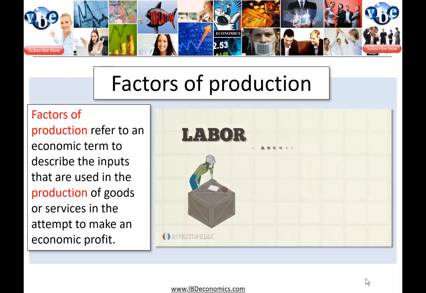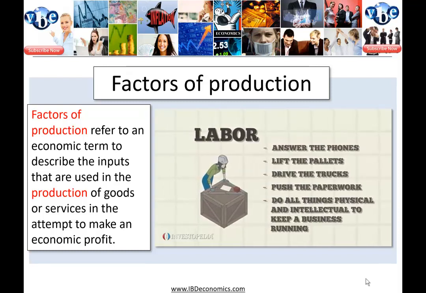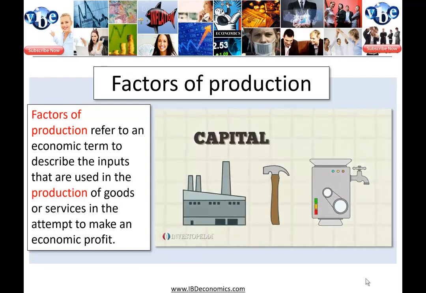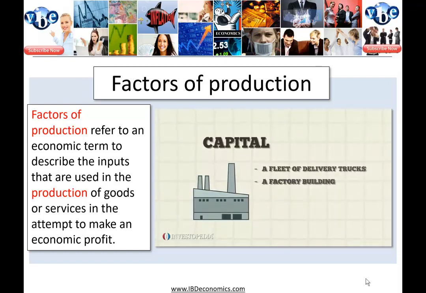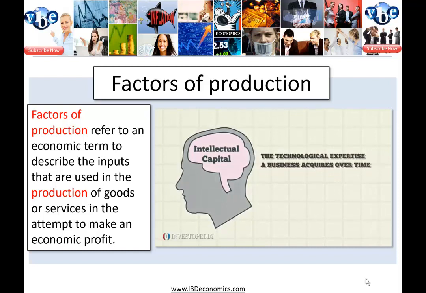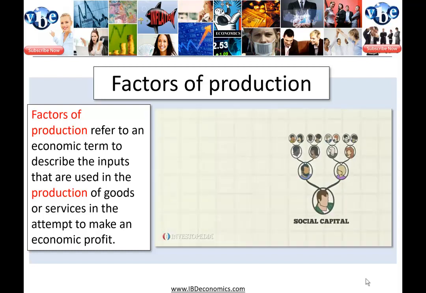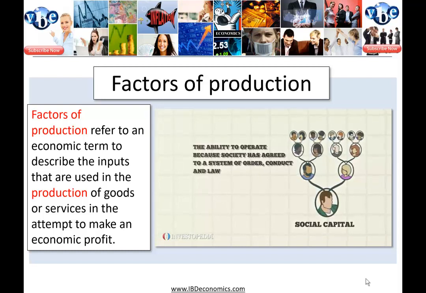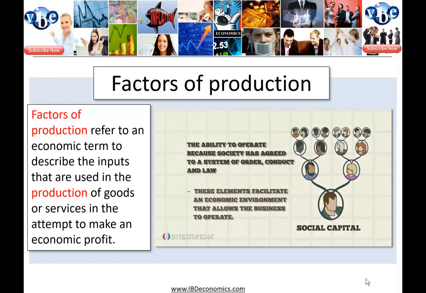Labor refers to the workers who answer the phones, lift the pallets, drive the trucks, push the paperwork, and do all things physical and intellectual to keep a business running. Capital refers to the buildings, machines, and tools used in the process of production. Capital is anything from a fleet of delivery trucks, to a factory building, to a printing press, or a computer. Intellectual capital is defined as the technological expertise a business acquires over time, its trade secrets, and unique business processes. There is also social capital, the ability to operate because society has agreed to a system of order, conduct, and law. These elements facilitate an economic environment that allows the business to operate.